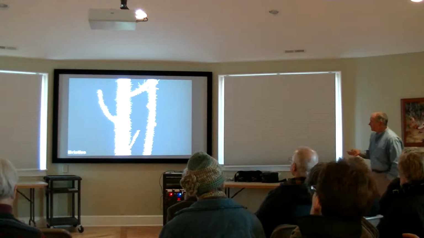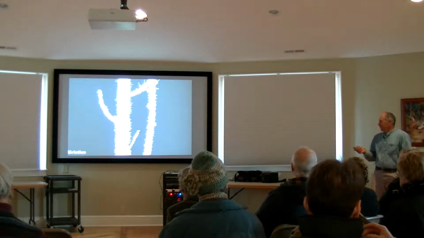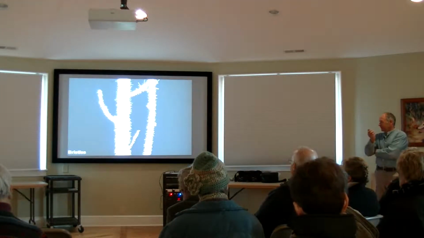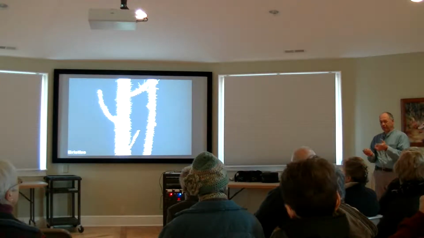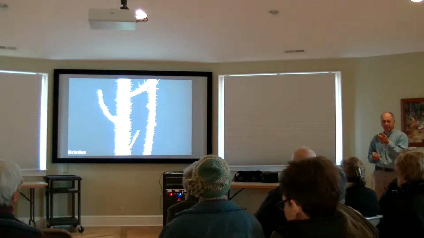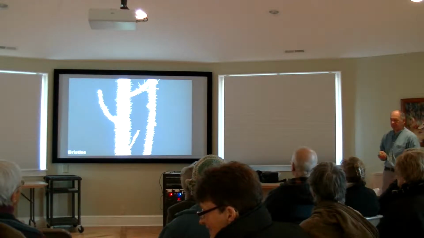Bristles. These aren't particularly spiny. The bristles, like in bristly locust, the stem of the plant is covered with these little needle-like, looks like spines. If you touch them, they're very brittle and fragile. They break right off.